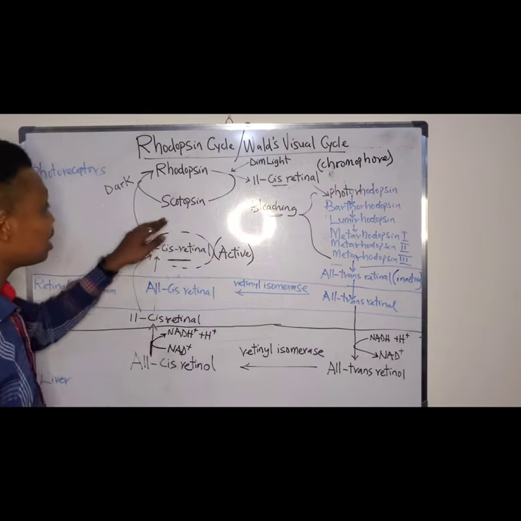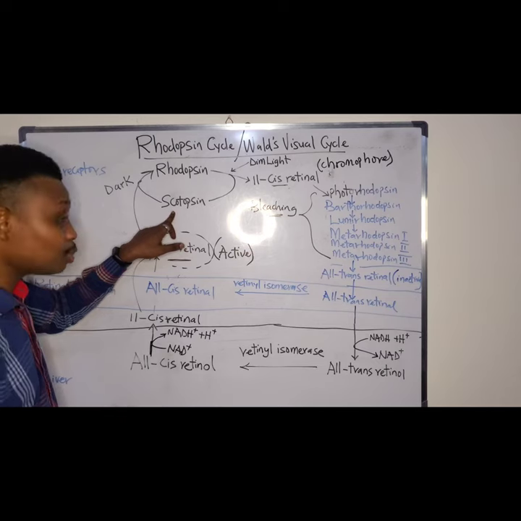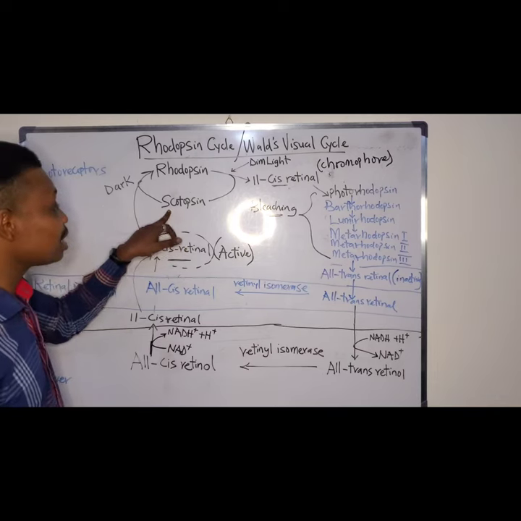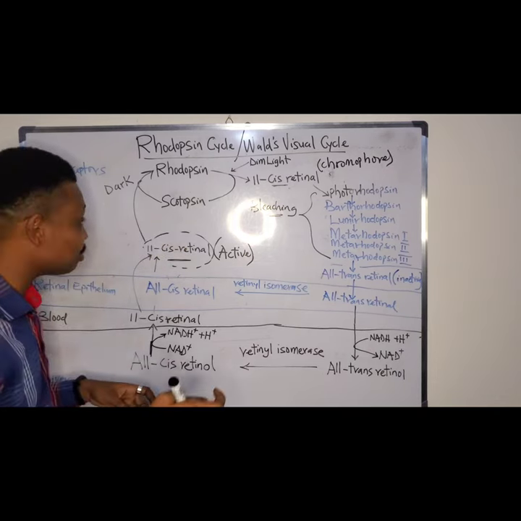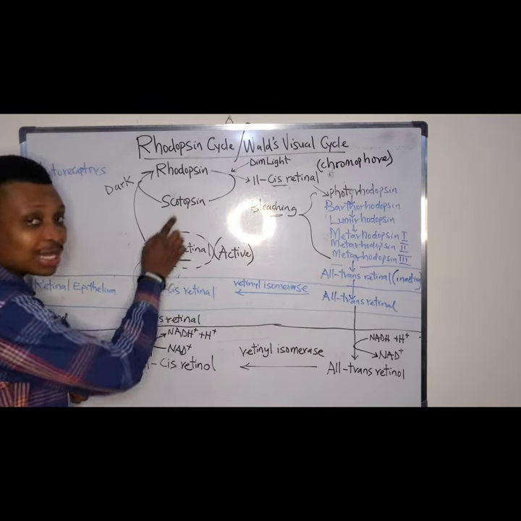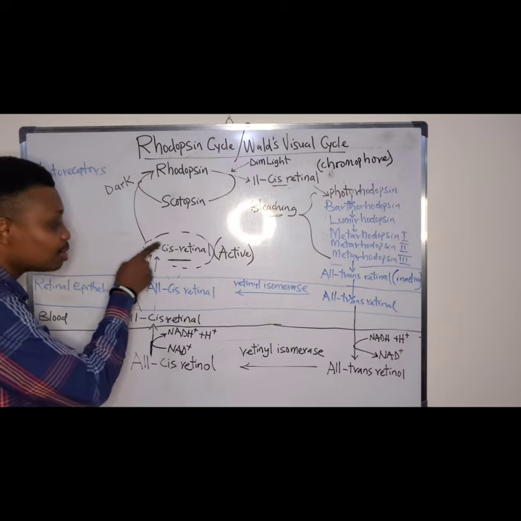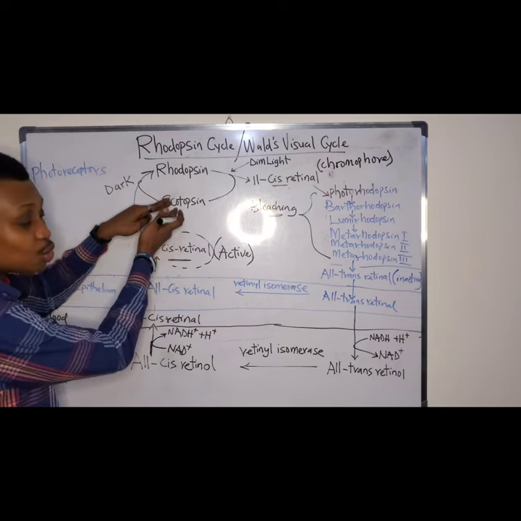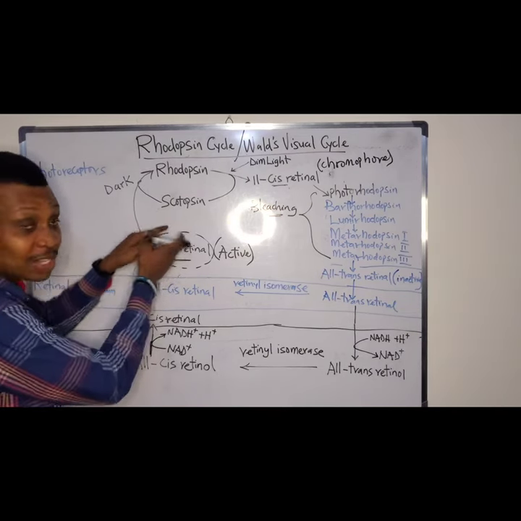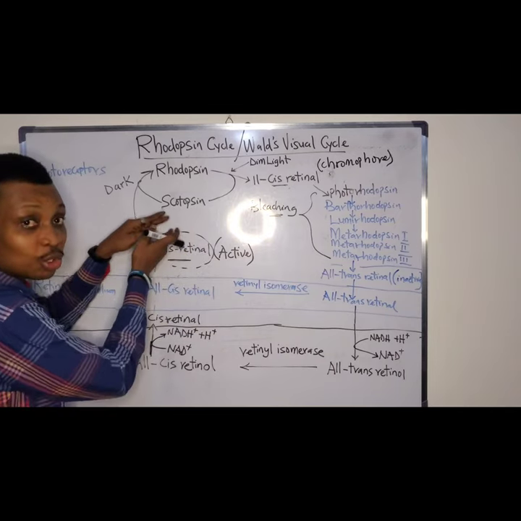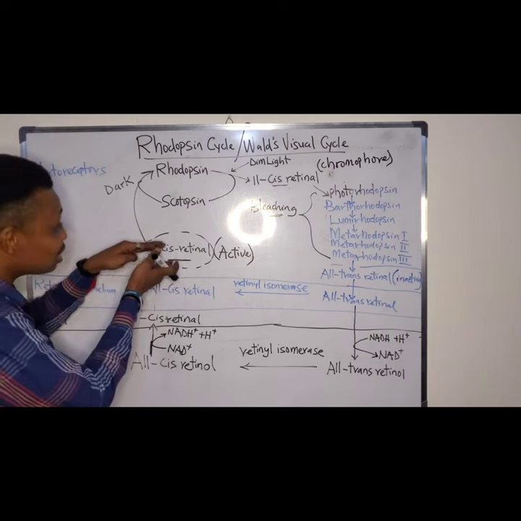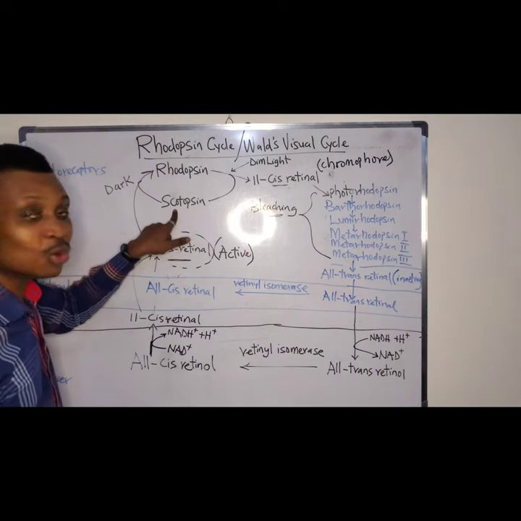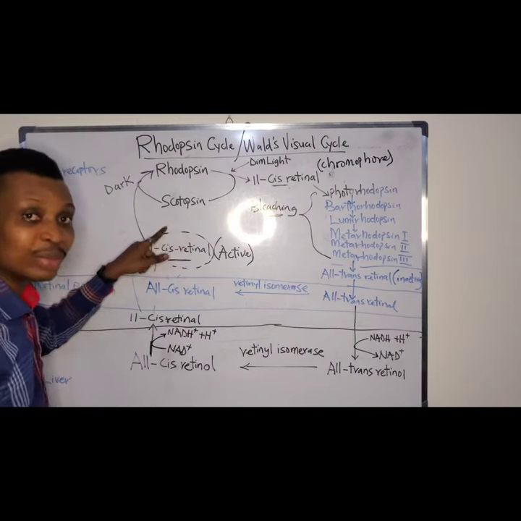Now, this rhodopsin is coupled to a G protein receptor, which I'm going to discuss in my next class. This rhodopsin cannot be active unless 11-cis retinal is present. However, its presence in the photoreceptor does not mean it will bind to rhodopsin. It is not binding to rhodopsin as long as there is dim light. It will remain in the photoreceptor, and its presence in the photoreceptor will continuously activate rhodopsin, which is coupled to a G protein receptor, and then vision will be enhanced.